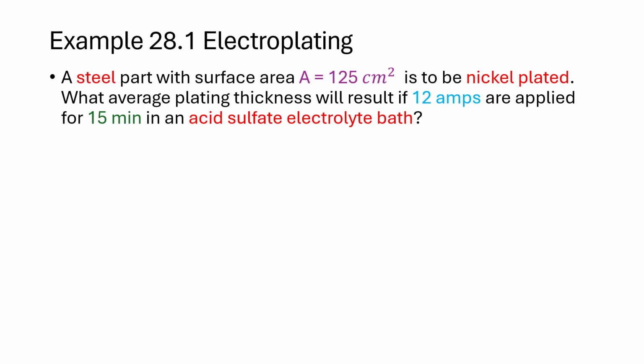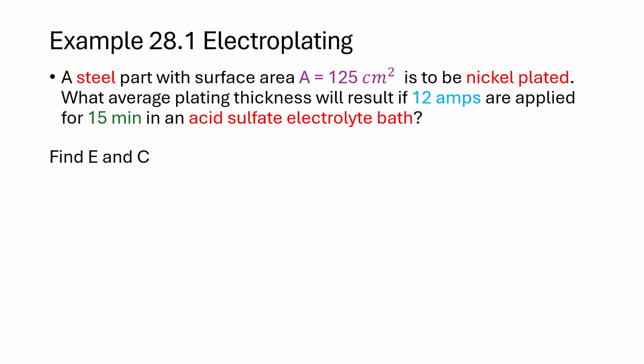Now, what other items do I have? I have the area. The area is going to be used in the D equation, so I'll put this one aside a little bit. I have the I, the current, 12 amperes. And I have the time, which is 15 minutes. I'm going to change it to seconds later.